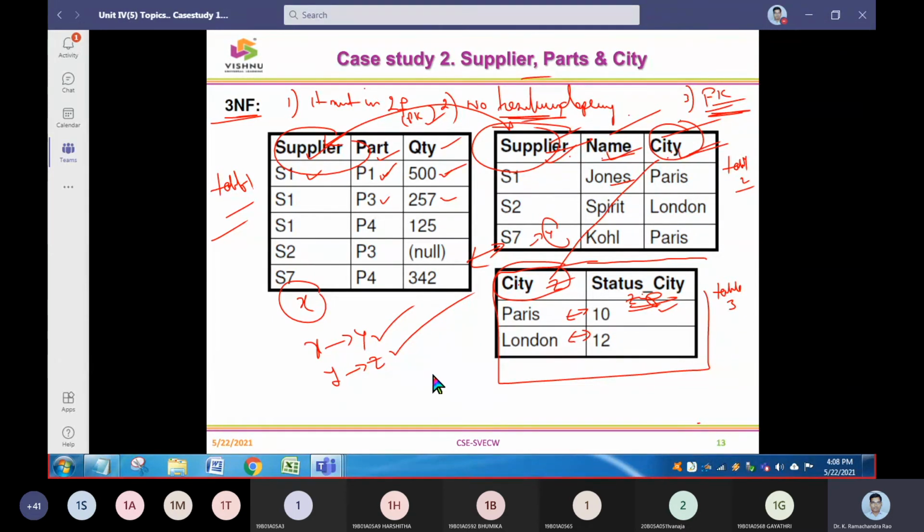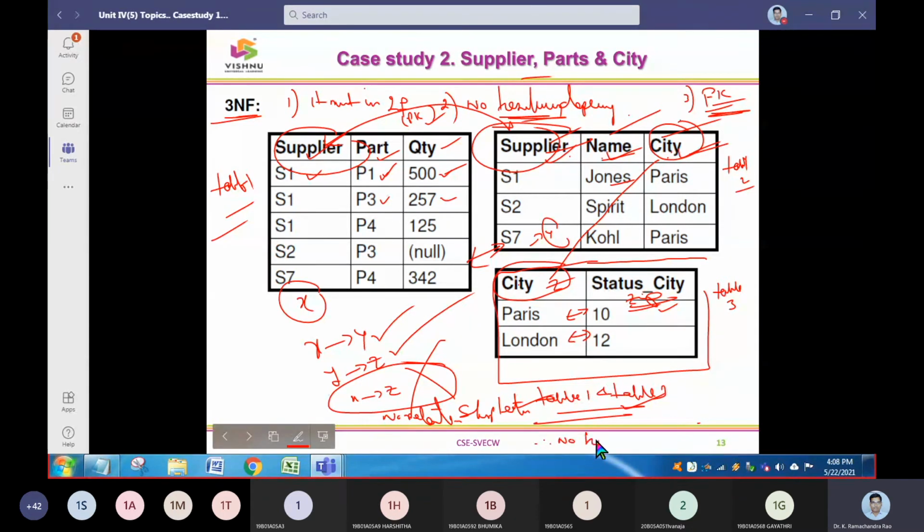Now tell me, is there anything common between city, state, and supplier, part, and quantity? No, right? X to Z. Is there any relationship? Not at all. There is no relationship between table 1 and table 3. That means no transitivity is there. No transitivity is going to be available in this case. That is the key takeaway from this slide.